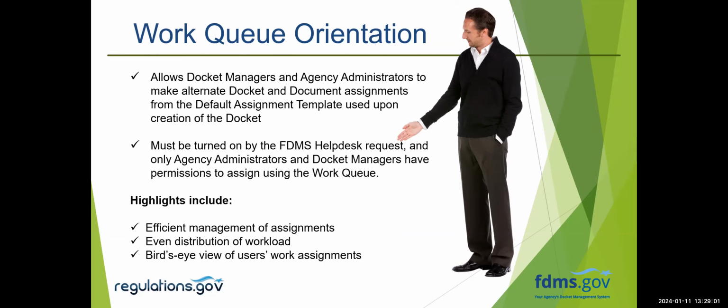If you're a rule writer or an agency viewer, you're not going to see that even if it is turned on, because you don't have permission to view it. So that's a great example of when permissions come into play. What the work queue does is allow docket managers and agency administrators to make assignments or reassign multiple dockets and documents from one location.